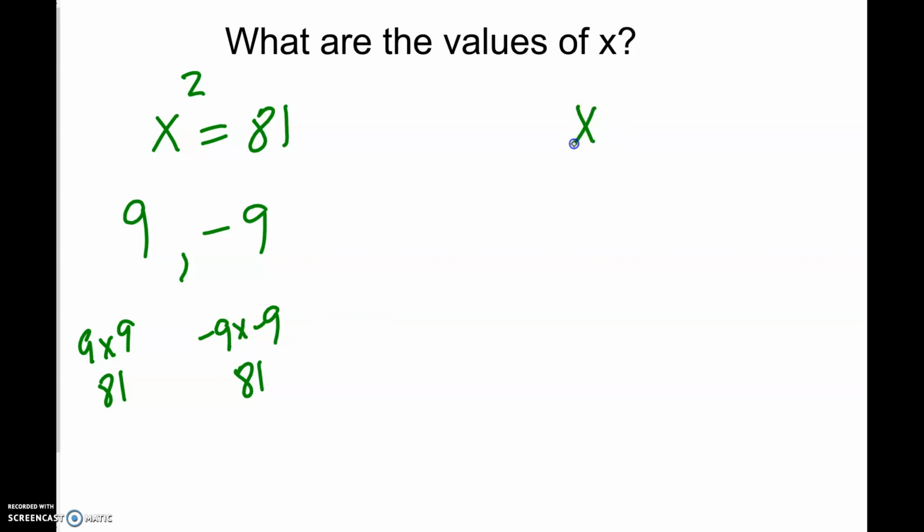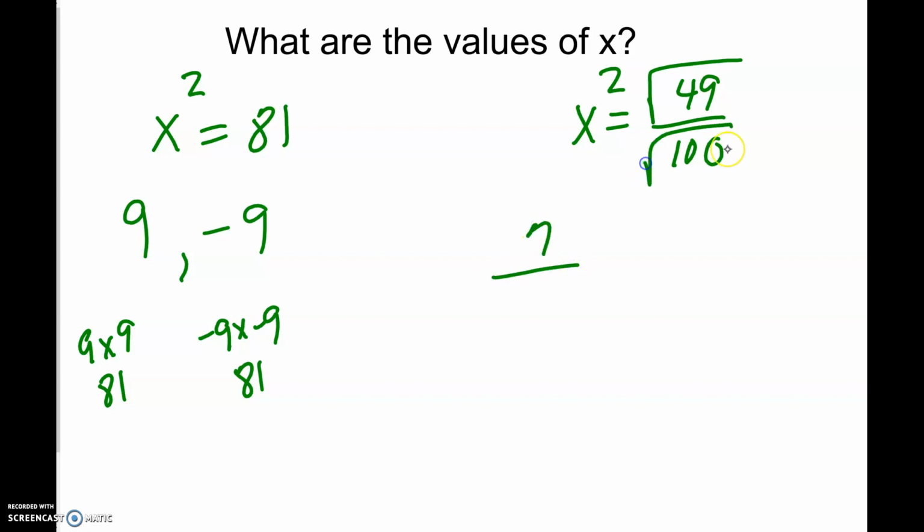Okay, another problem. If we have x squared is 49 over 100, what are the values of x? Well, we just do this separately. What is the square root of 49? It is 7. What is the square root of 100? It is 10. Now, just like in the other problem, we had 9 and negative 9. This one is going to be 7/10 and negative 7/10. So don't forget that.